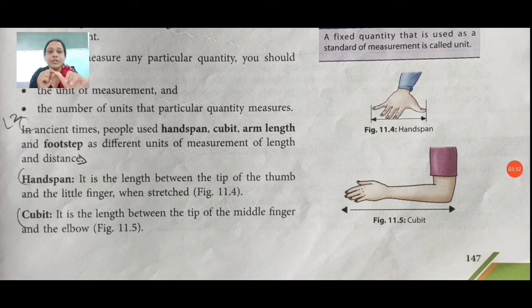Tip of the thumb and the little finger were stretched in figure 11.4. Then cubit, it is the length between the tip of the middle finger and the elbow. Middle finger and the elbow, you can see this in figure 11.5. Using these methods we can also measure different things.